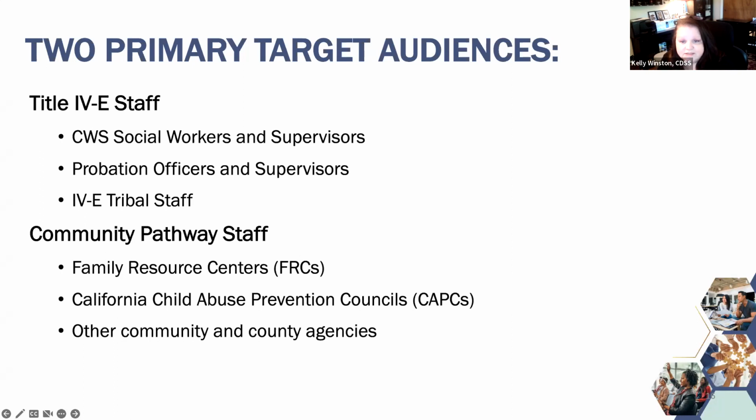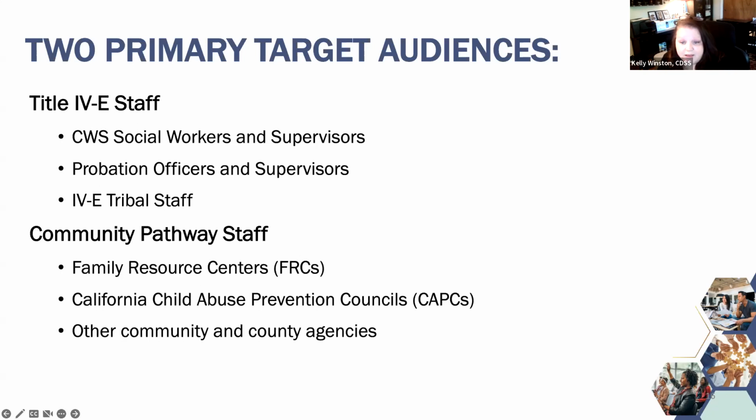We call out the differences between the Title IV-E pathway. We'll likely be training child welfare and probation agency staff, as well as their supervisors and managers. And this can include the staff for tribes who have a Title IV-E agreement with the state and are planning to develop and set up their own FFPS prevention services as well.